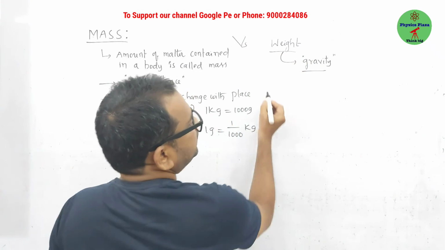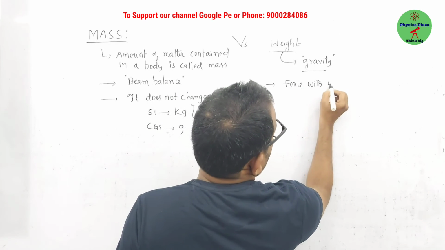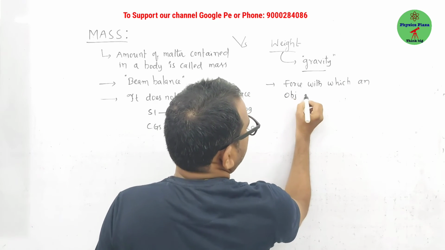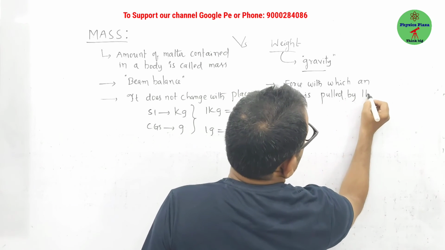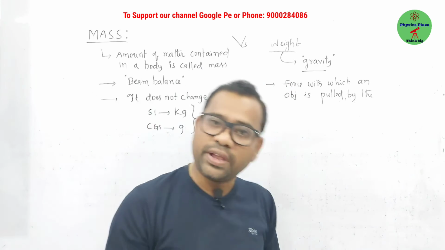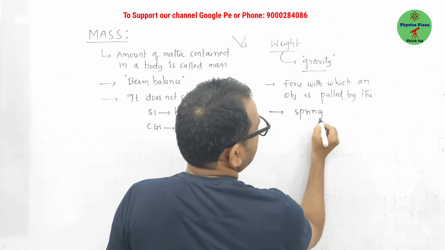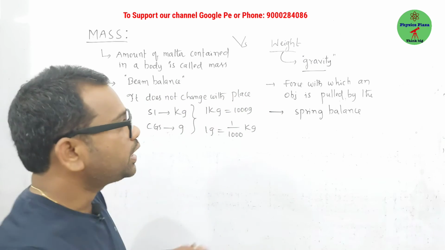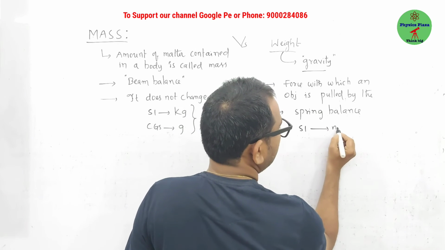So weight is nothing but the force with which an object is pulled by the earth's gravity, or gravitational force, anything you can say. That is called weight. How can we measure the weight, dear children? Weight is measured by using a spring balance. So a spring balance is used to measure the weight, and weight is nothing but force, right? So we can use the unit Newton.